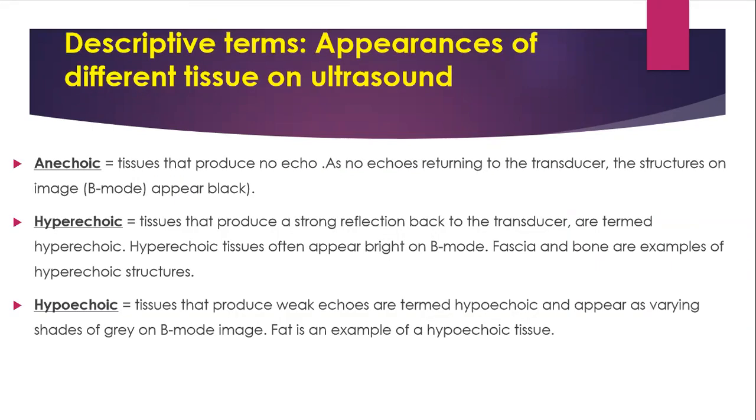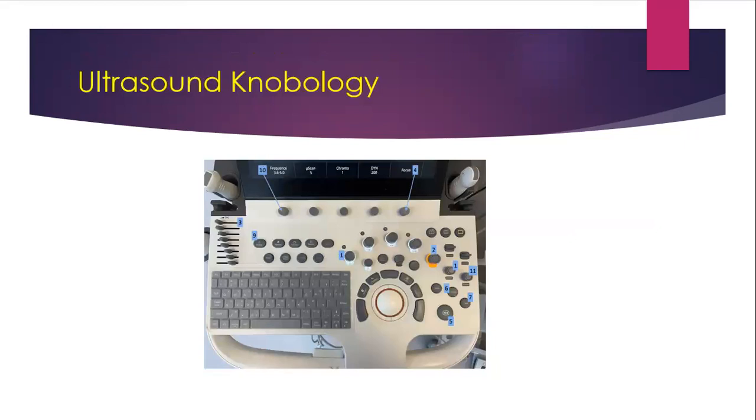So there are various descriptive terminology like anechoic, a tissue which does not produce any echo, and hyperechoic, a tissue that produces a strong reflection back to the transducer, and hypoechoic, a tissue that produces weak echoes. So this is the ultrasound knobs. Those are the knobs which you are supposed to familiarize yourself with. The more you practice and the more you use them, the more you understand them.